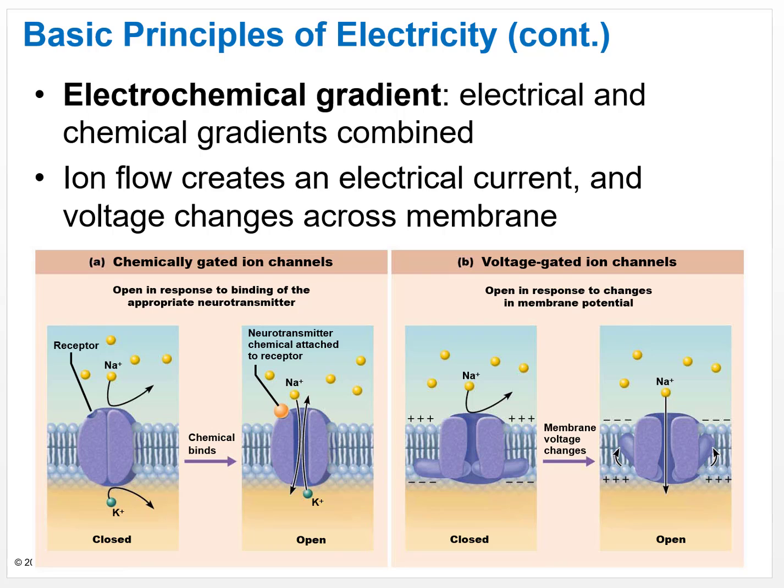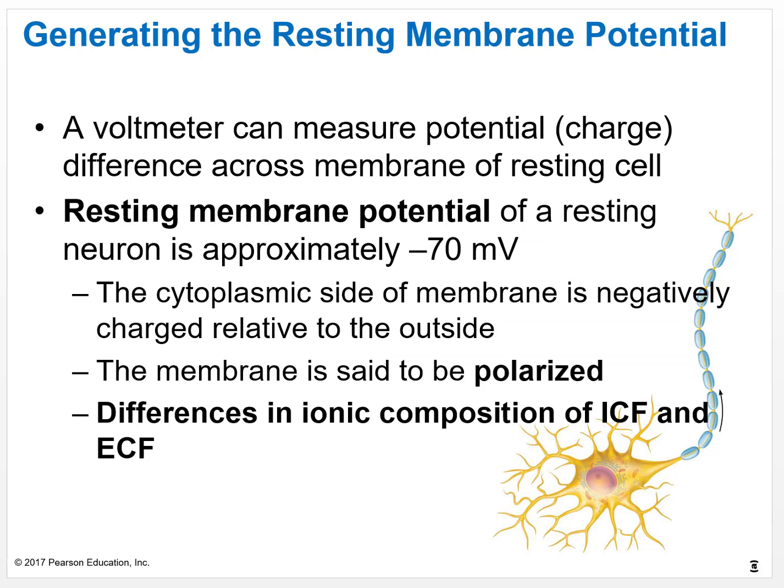Hence, the electrochemical gradient. The electrical and chemical gradients combined. Right, so we're going to move ions along that electrical current, positive to negative, negative to positive, because opposites attract, and voltage gated, okay? And then those chemical gradients as well. Too much sodium on one side or potassium on the other, they're going to want to equal elbow out. All right, generating that resting membrane potential.